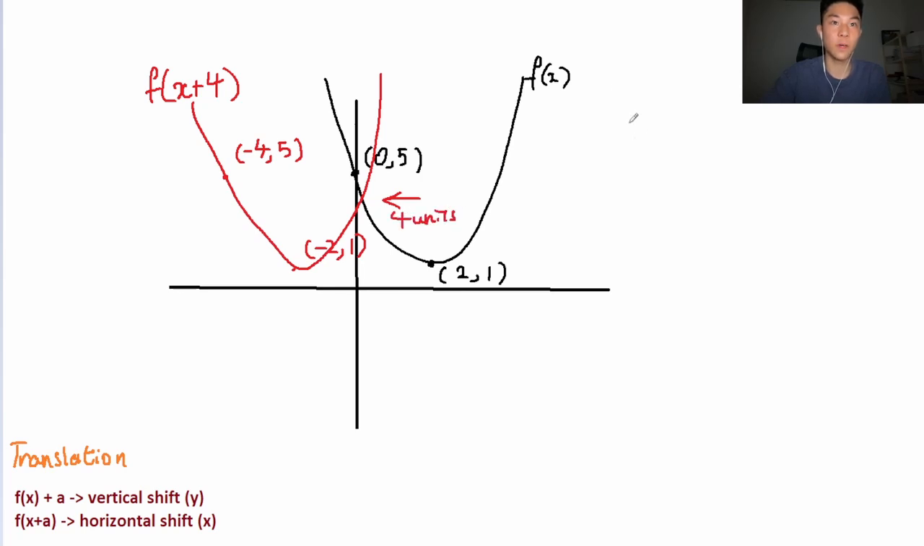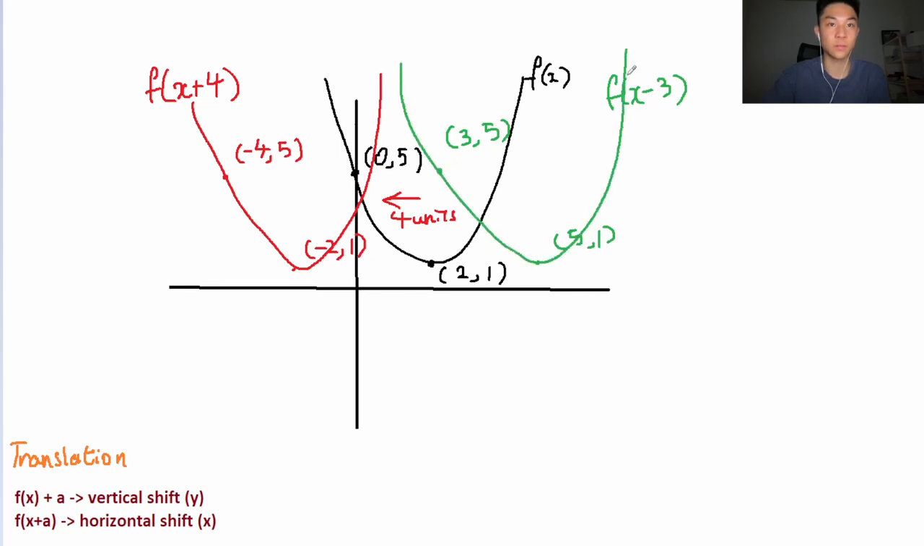Now, if you have f of x minus 3, right? Again, it's a negative, but it will go to the right. So (0, 5) will become (3, 5). And (2, 1) will become (5, 1). So my new graph will look something like this. So it's a shift 3 units to the right. So for translation, the graph doesn't change shape, but it just moves. So we can call it a shift, right? Remember your horizontal shift, it goes in the opposite direction.